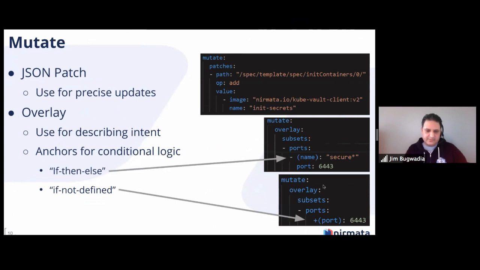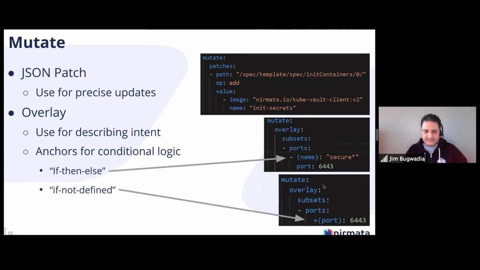The other examples here are using a different style. Kyverno also supports overlays. If you're familiar with Kustomize, overlays are a way of declaring a fragment of the YAML. It doesn't have to be a complete YAML, but it's a fragment which will be overlaid on the target or on the source resource, right?